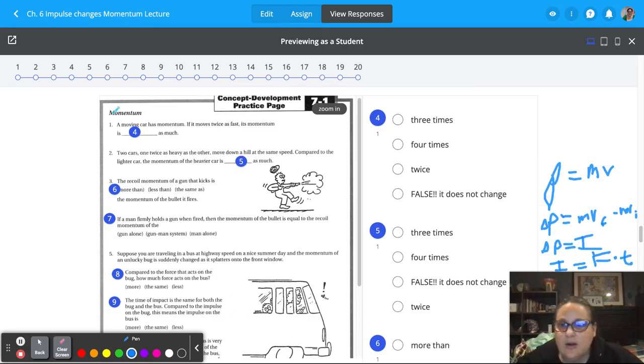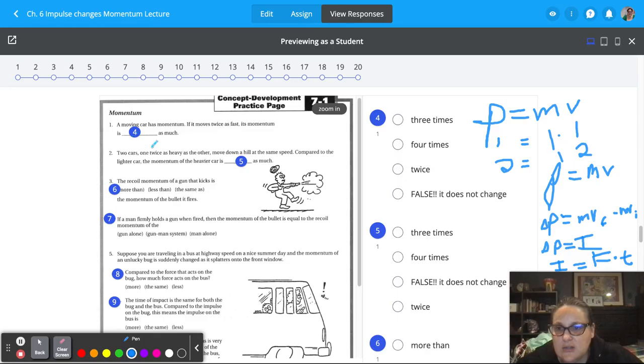Okay, number 1, a moving car has momentum. If it moves twice as fast, its momentum is blank as much. So my recommendation is to use the plug-in method for determining how something changes. So I like to just do 1, 1. So 1 times 1 equals 1. And then if I double the speed or the velocity, then that would make this 2. Mass would be 1. So then momentum would be 2, which means that it doubled.